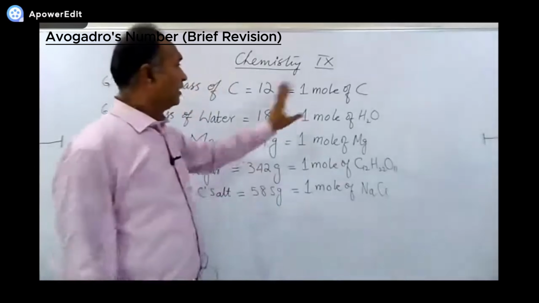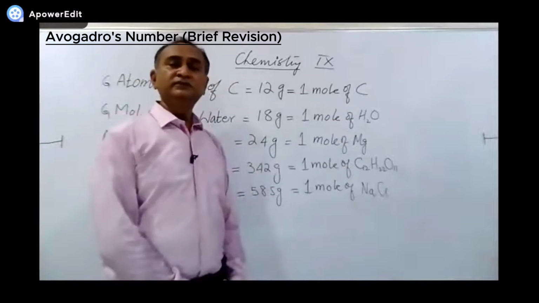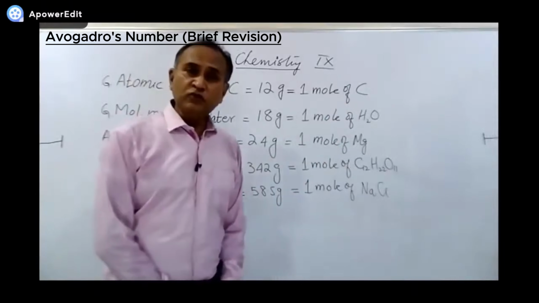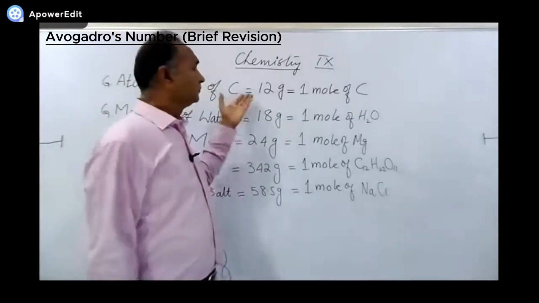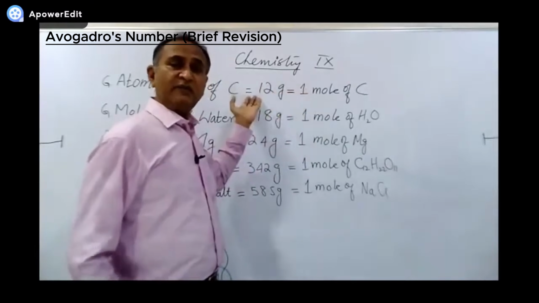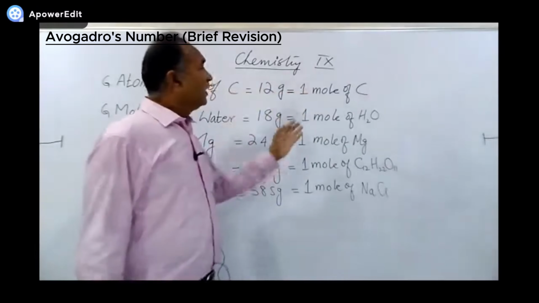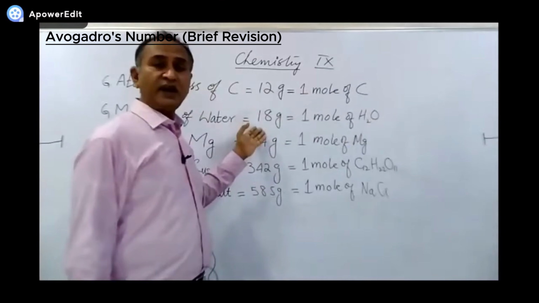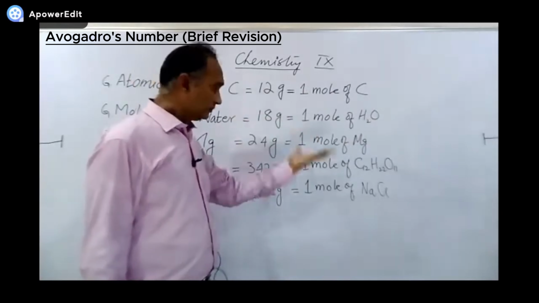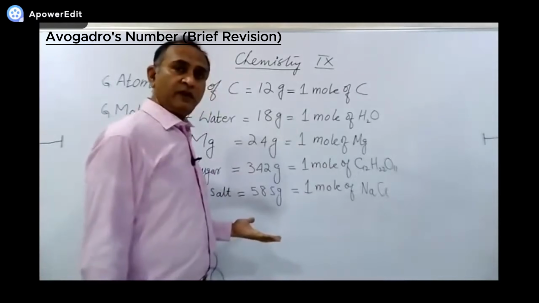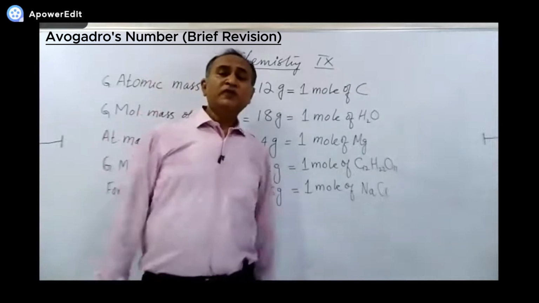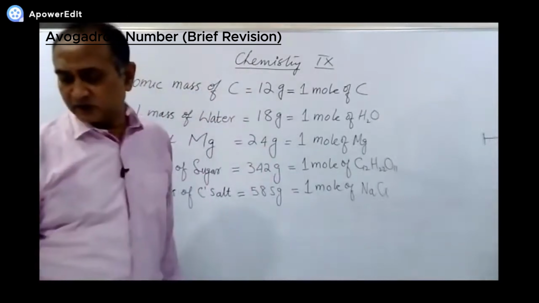Okay. So if I say 1 mole of carbon, 12 gram. If I say 2 moles of carbon, you will double it, 24 gram. If I say 3 moles of carbon, 36 gram, and so on. 1 mole of water, 18 gram. 2 moles of water, 36 gram, and so on. Okay? Right? Last topic what we did related to it.